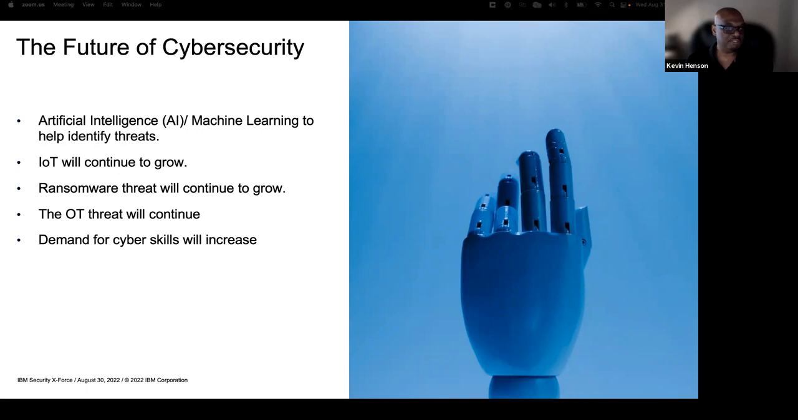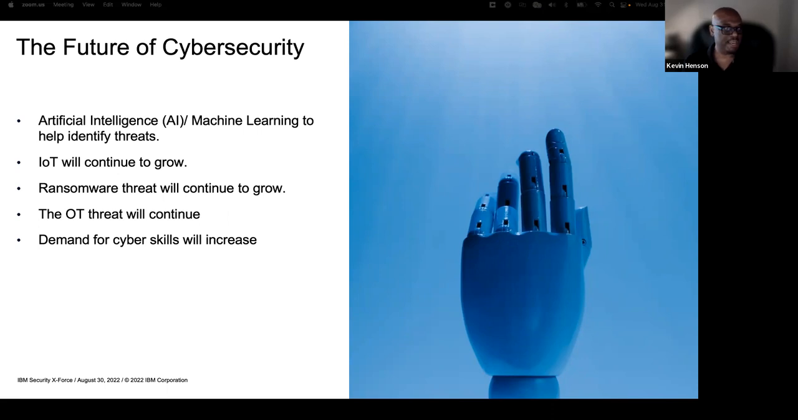OT will continue. The attacks on OT will continue because those OT devices, the critical infrastructure, will become more integrated and more accessible via the internet for convenience.